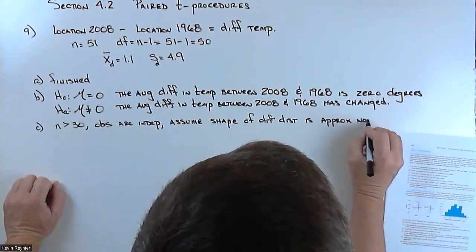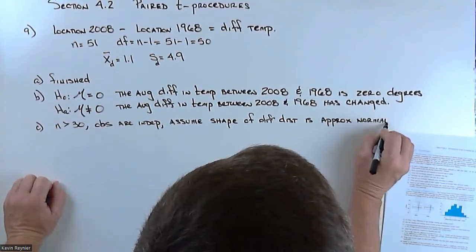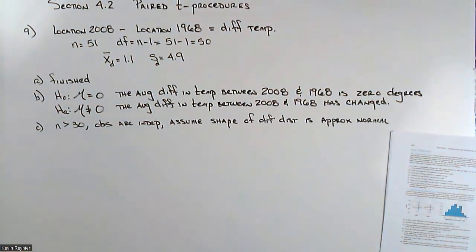Now, it doesn't have to be approximately normal because our sample size is so much bigger than 30. We could have some problems with our data and still overcome those. It would still be okay to use our T procedures because our T procedures are robust. They're able to handle a glitch here and there. But those are our conditions.